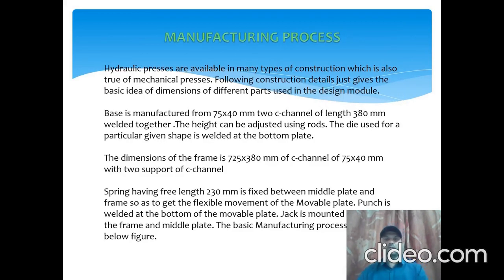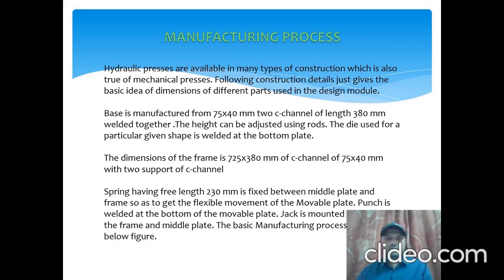Hydraulic presses are available in many types of construction, which is also true of mechanical presses. The following construction details just give the basic idea of the dimensions of different parts used in the design model. Base is manufactured from 75 into 40 mm C channel of length 380 mm welded together. The height can be adjusted using rods. The die used for the particular given shape is welded at the bottom plate.